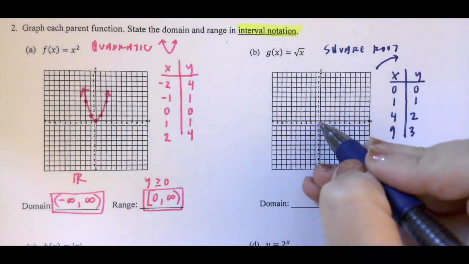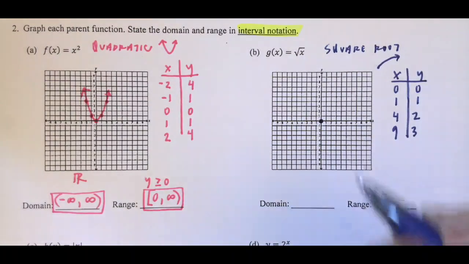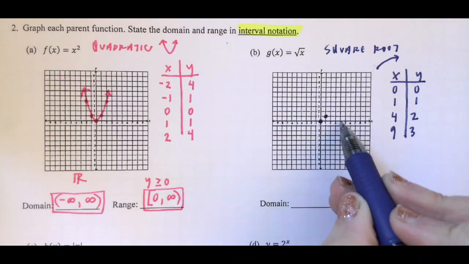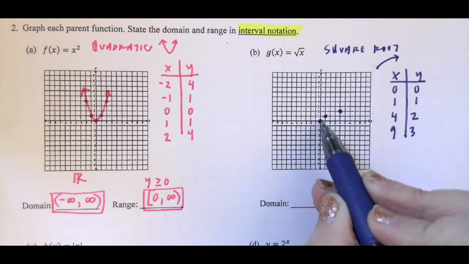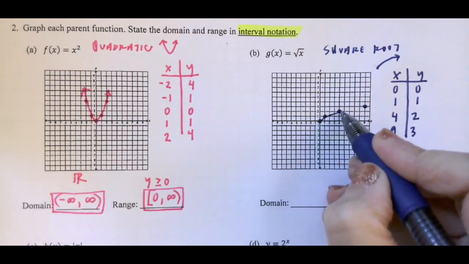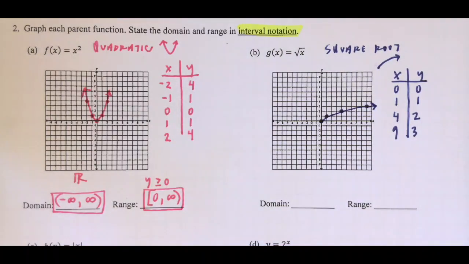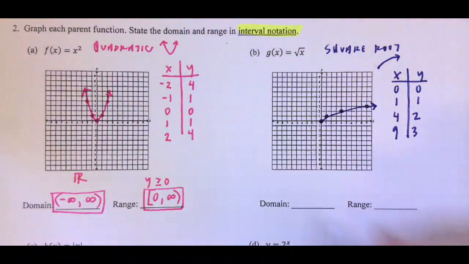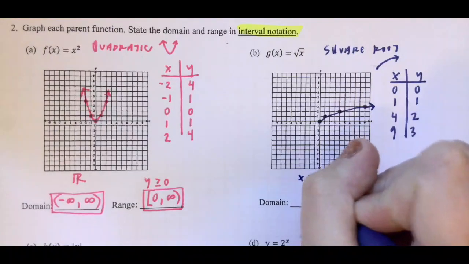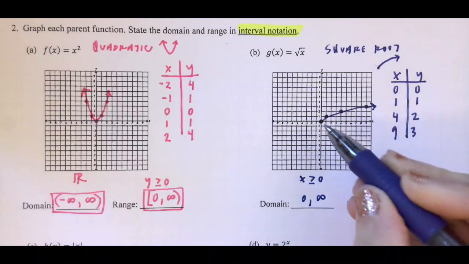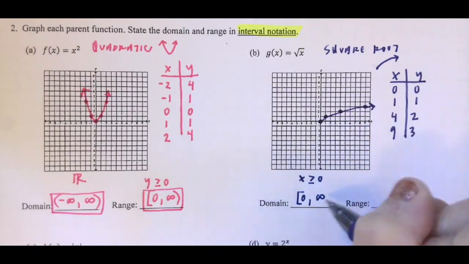So I start by putting my anchor position at the origin, and then over 1, up 1, back to the origin, over 4 and up 2, back to the origin, over 9 and up 3. And then smooth out the curve just like that. Okay, my domain, I don't have any values over here that are below 0, so I know that x has to be greater than or equal to 0, but we'd say from 0 to infinity. It does have a value at 0, never infinity.